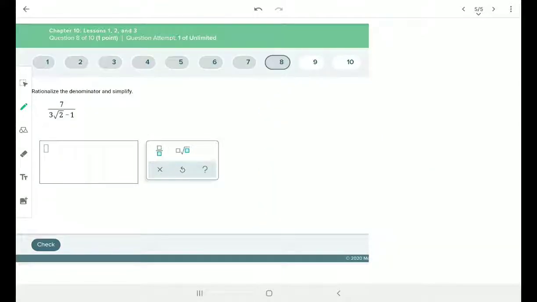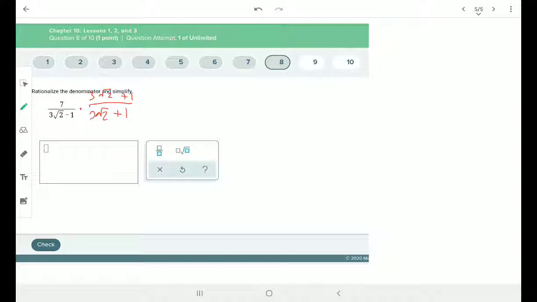And the last question that I'm going to go over in this video is number 8, where we have to rationalize the denominator. You have to use a conjugate to eliminate the radical sign in the denominator. Remember, the conjugate is multiplying by the same exact thing in the denominator, except we're changing the sign. So it's going to be plus 1 here. So this is 3 root 2 plus 1.